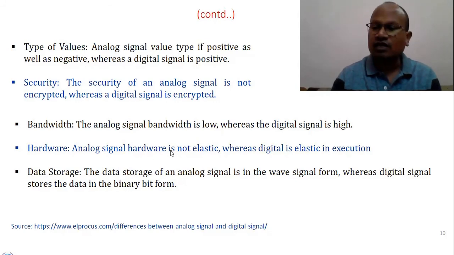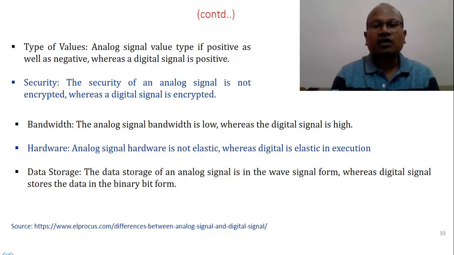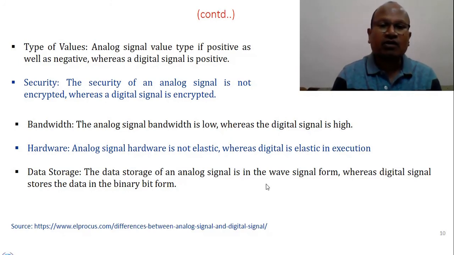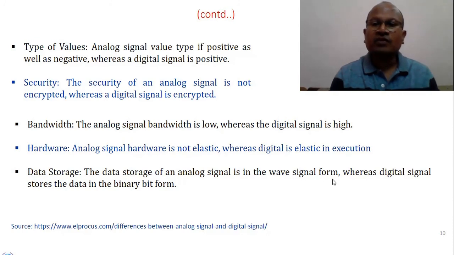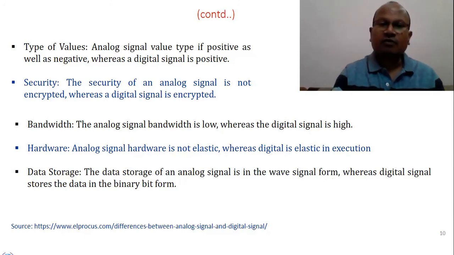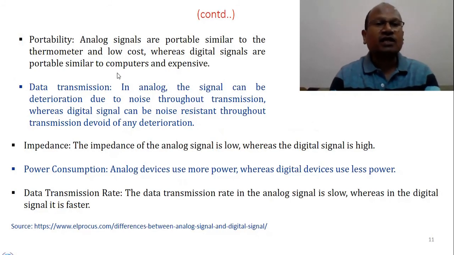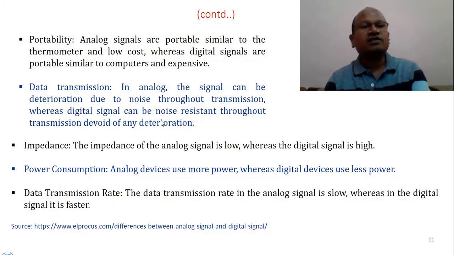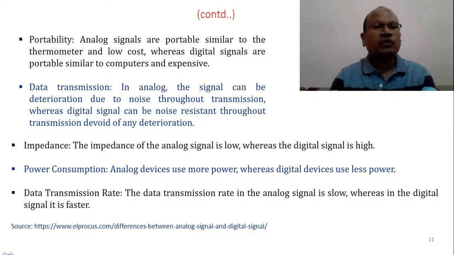Hardware: analog signal hardware is not elastic and flexible, whereas digital signal circuits are flexible and elastic. Data storage of an analog signal is in the wave signal form, whereas a digital signal stores the data in the form of binary. Portability: analog signals are portable, similar to a thermometer, and low cost, whereas digital signals are portable, similar to computers, and expensive. Data transmission: in analog, there can be deterioration due to noise throughout the transmission, whereas a digital signal is immune to noise, therefore deterioration is very little.